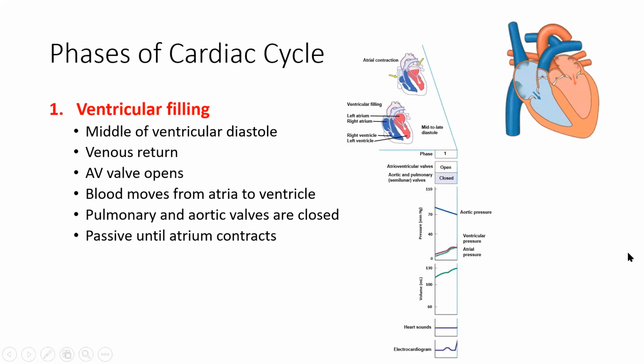So let's start out by looking at the first phase of the cardiac cycle. This is called ventricular filling. And so this is basically starting at the middle of diastole. So the heart is in the middle of its filling phase, the ventricles, right, being filled from the blood that's moving down from the atria. And so we've got all of that venous return.